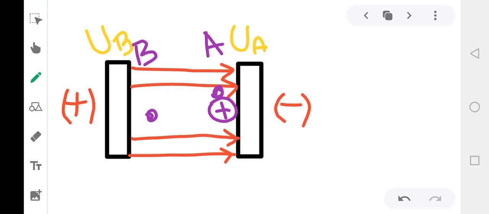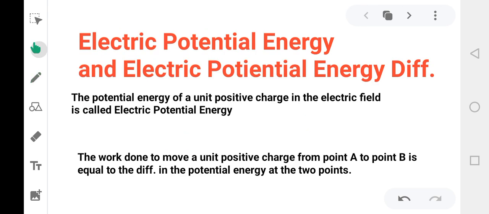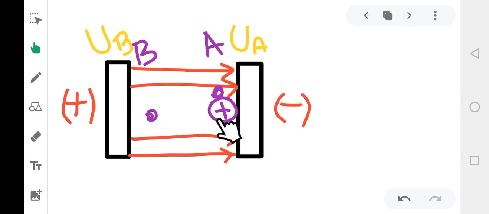Now moving towards our second definition: what is electric potential energy difference? It is the work done to move a unit positive charge from point A to point B, which is equal to the difference in potential energy at the two points. That is the definition, and I will explain it in easy words.